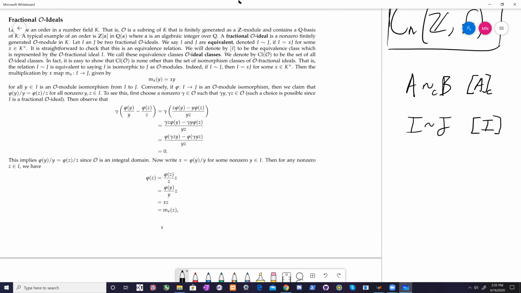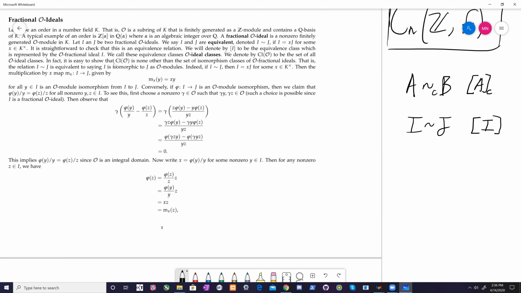So that's just trying to not get confused about the terminology here. So anyways, it's easy to show actually that, well, let's see, let's get back to here. So, okay, so I is the equivalence class, which is represented by the O-fractional ideal I. We call these equivalence classes O-ideal classes, right? And we'll denote by class of O, or CL of O, to be the set of all O-ideal classes.